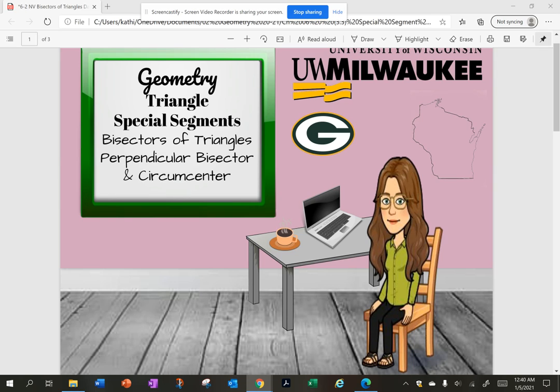Today's lesson is bisectors of triangles. So we're going to be talking about the perpendicular bisector and the concurrent point called the circumcenter.